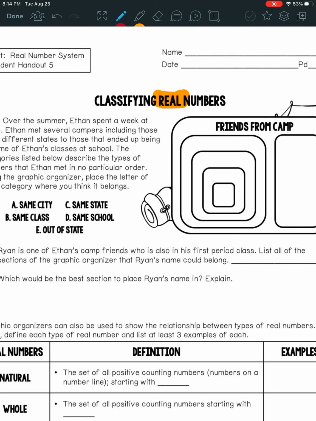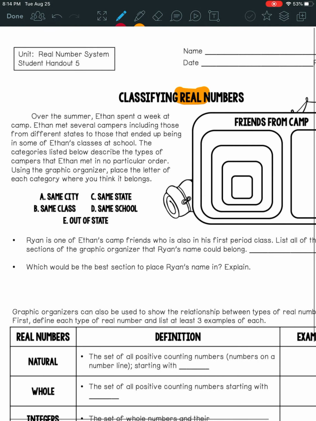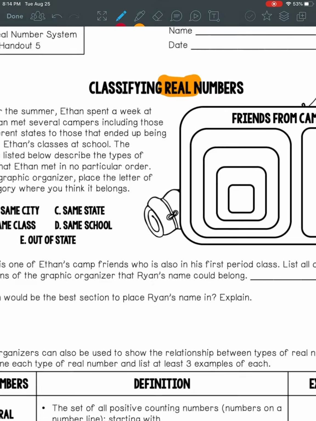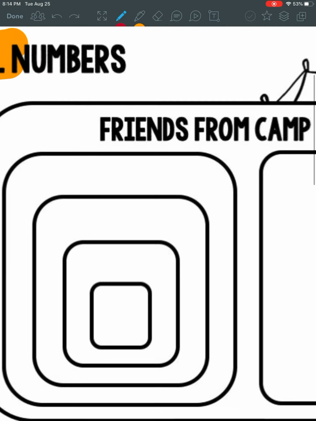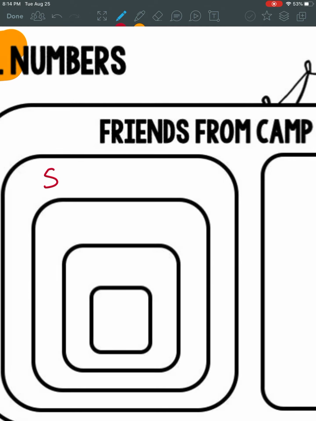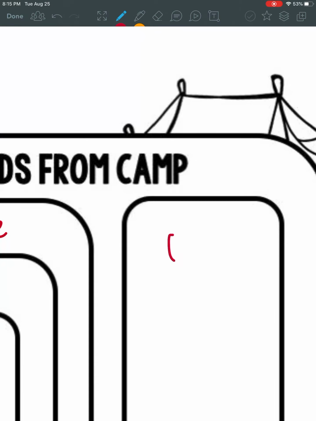The 2 different categories here, the 2 opposites, are: are they from the same state or are they from out of state? Everything else, if they're in the same school, the same city, the same class, they're all in the same state. That's why all those boxes on the left-hand side are inside of each other. That all represents that they're from the same state. And then the other side is the out-of-state people. So same state, and then everything over here, they're out of state.